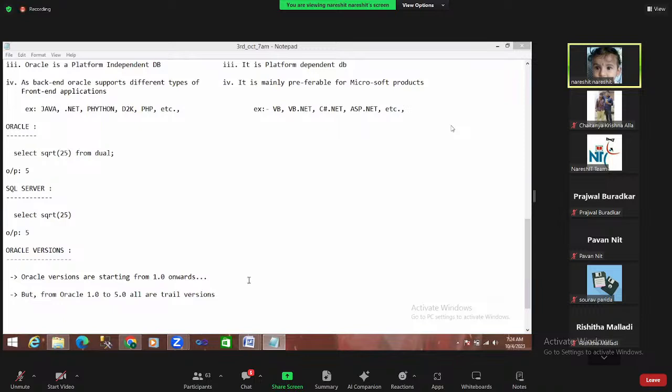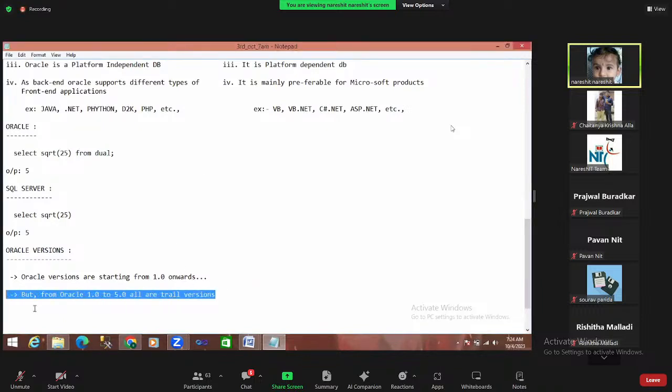Right. Now, all are trial versions. Commercial versions start from Oracle 6.0 onwards. From Oracle 6.0 onwards, commercial versions are started.